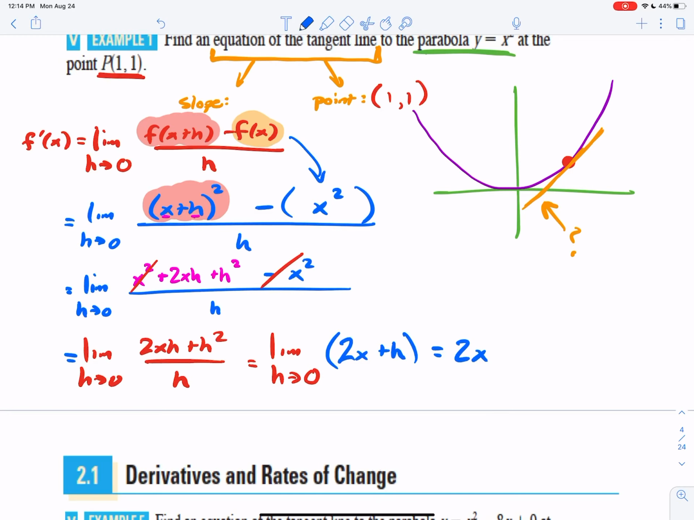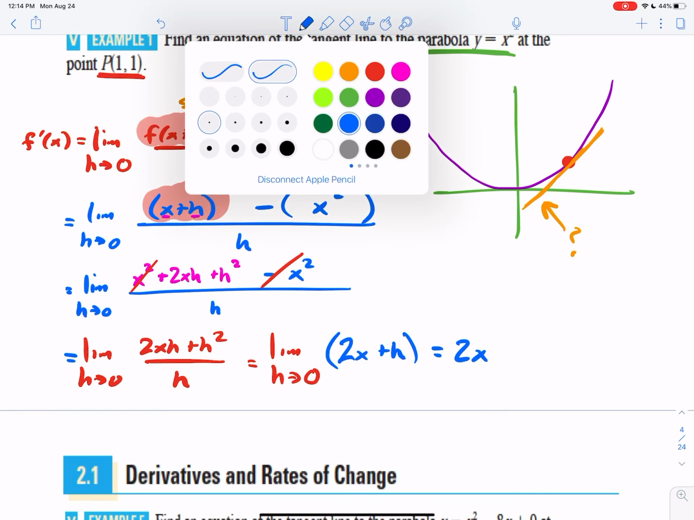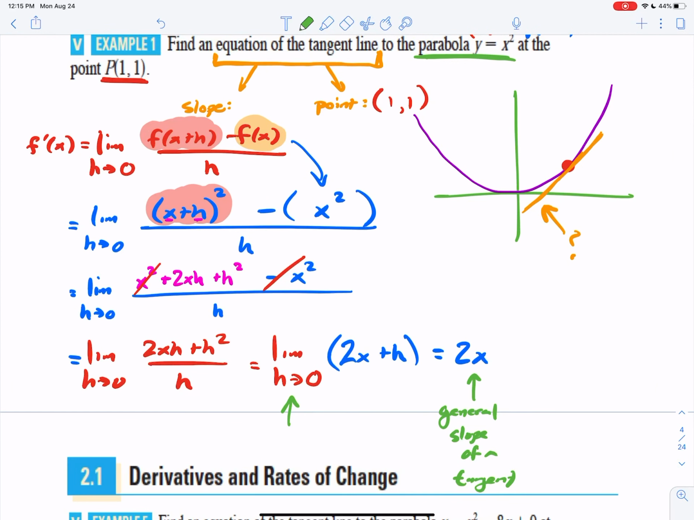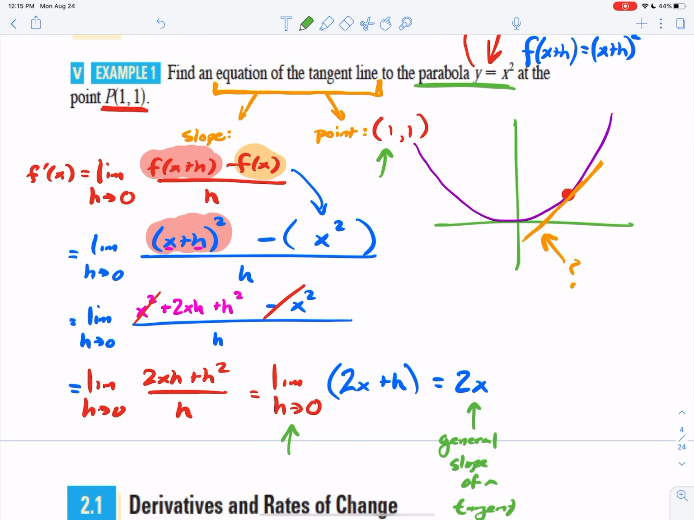Okay. So that was the procedural part. What the heck does this all mean? Okay. This right here is the general slope of a tangent. You guys know it's a tangent line, the slope of a tangent line, because we took the limit. Remember, the limit is what makes it instantaneous, a tangent line, okay? Now, we want to know the equation of a line specifically somewhere. At what point, right? Did they tell us what point? Right here. They tell us at 1, 1, right?